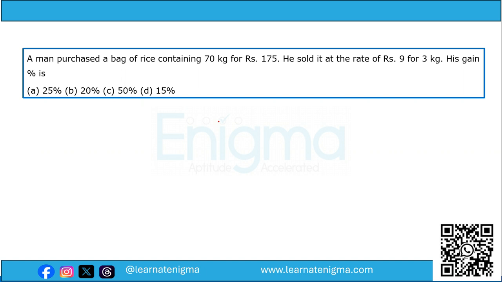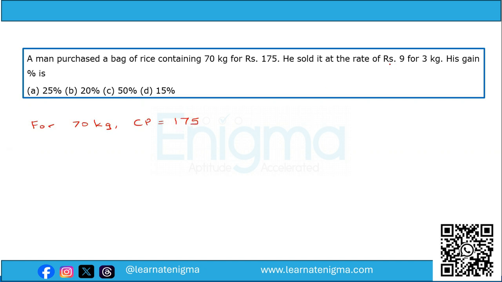A man purchased a bag of rice containing 70 kg for rupees 175. He sold it at the rate of rupees 9 for 3 kgs. His gain percentage is... now for 70 kgs, the cost price is rupees 175.